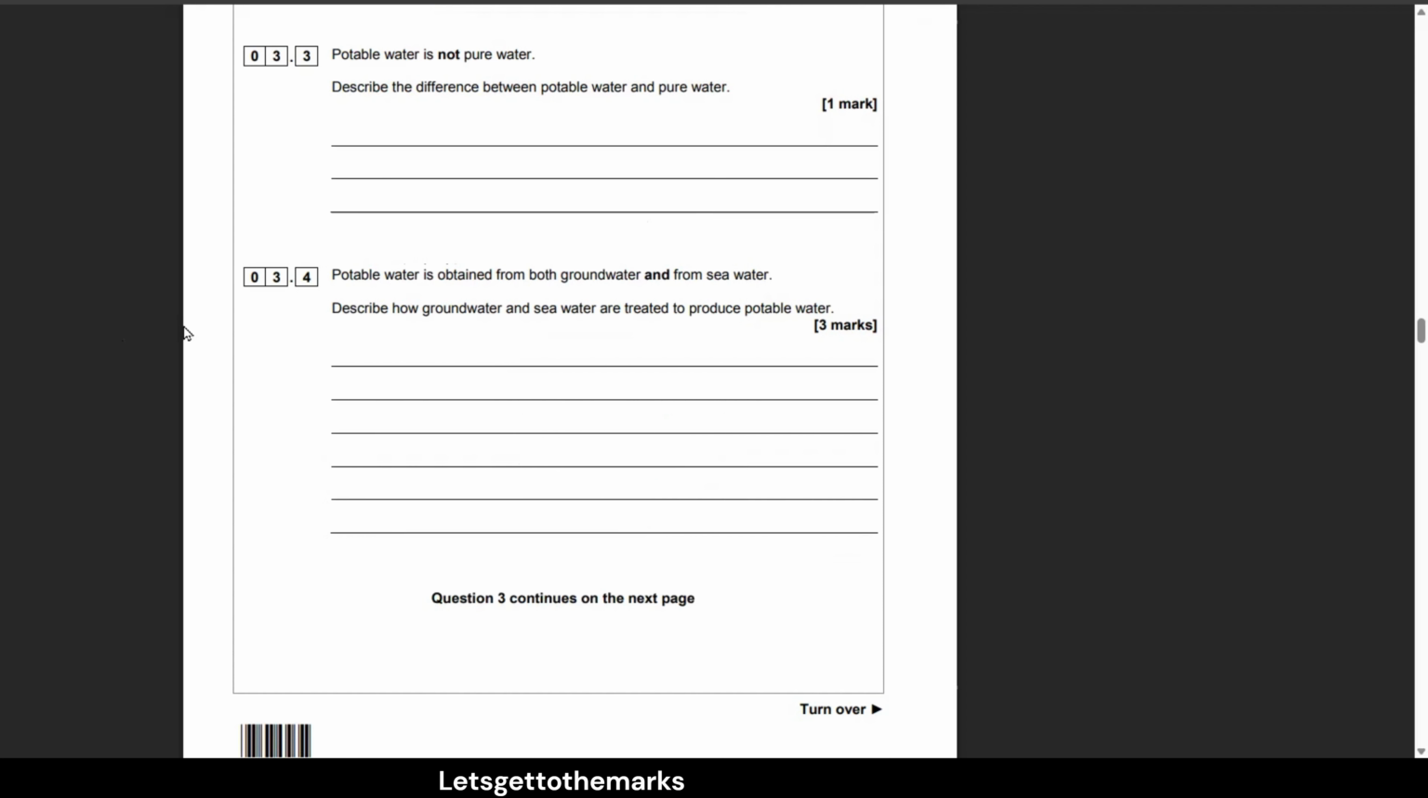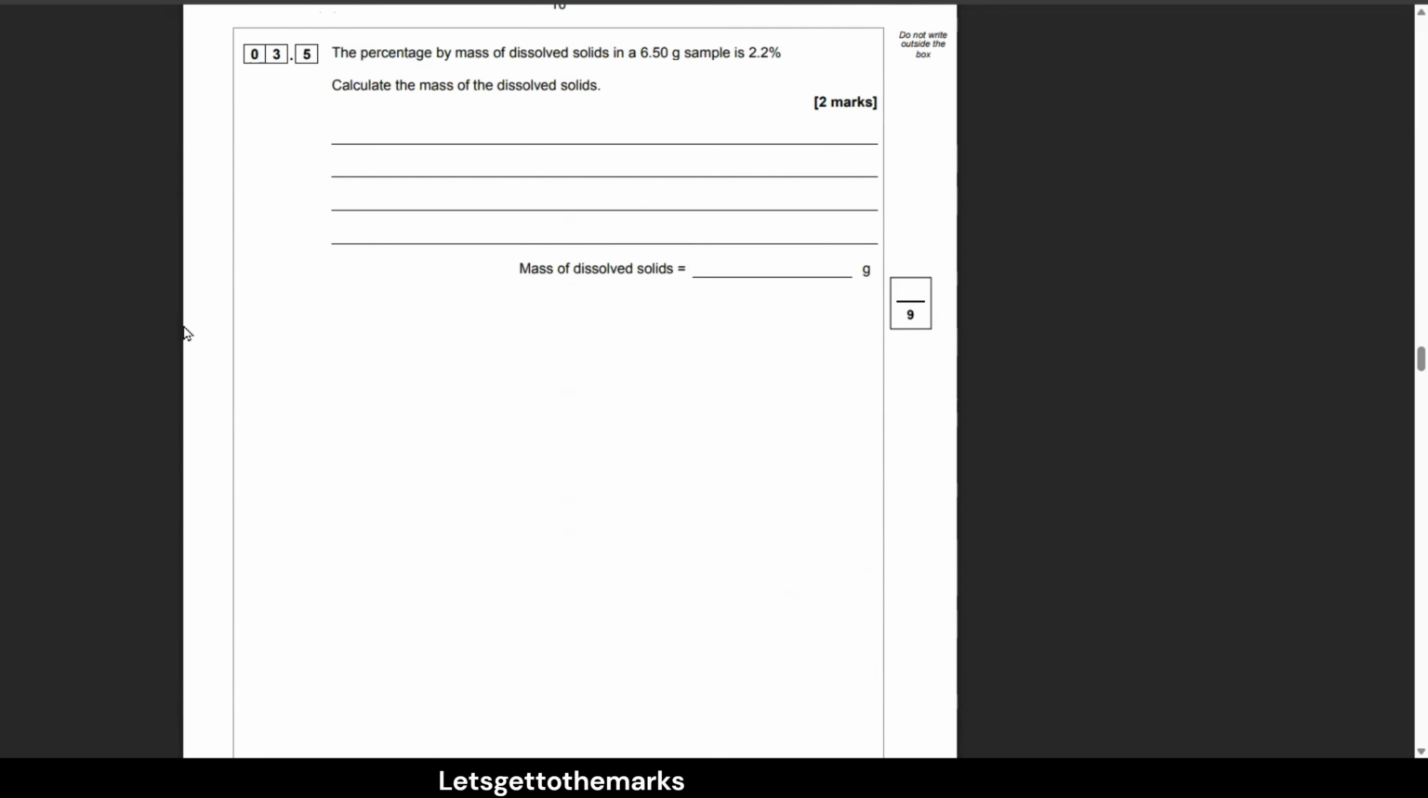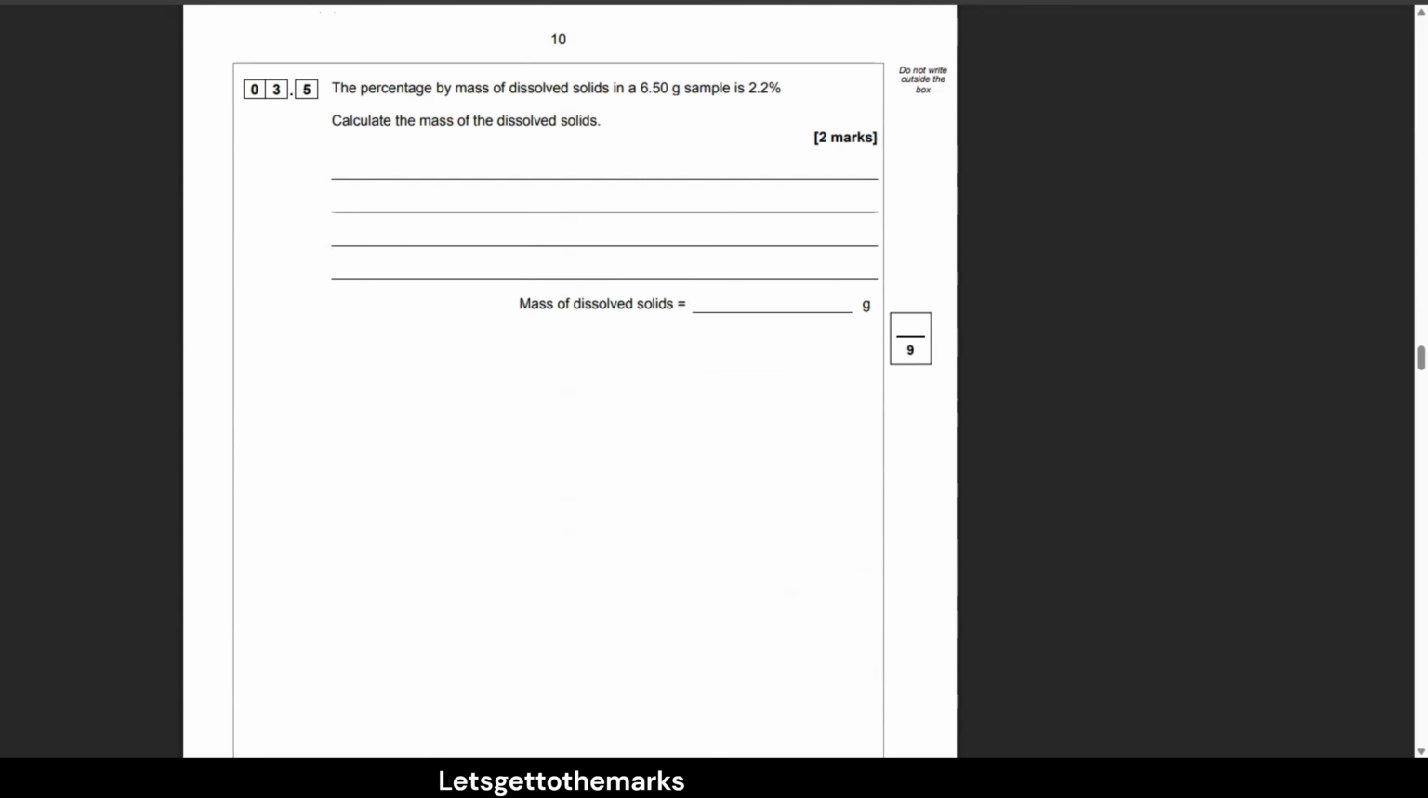Don't forget, if I forget to say, pause the video, have a go at the question, and then unpause and watch my explanation. 3.5, the percentage by mass of dissolved solids in a 6.50 gram sample is 2.2%. Calculate the mass of the dissolved solids. So what is 2.2% of 6.5?